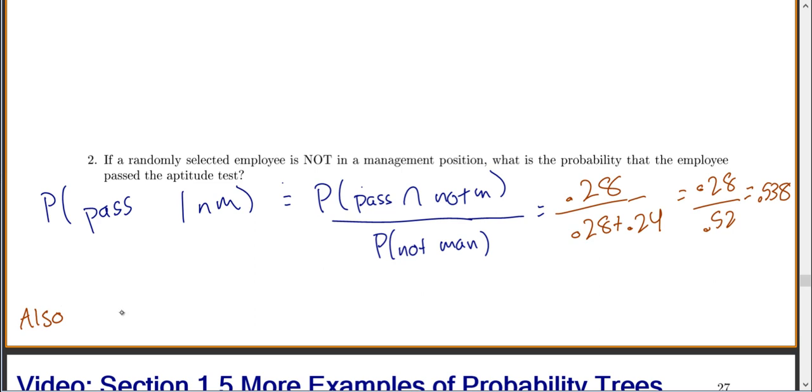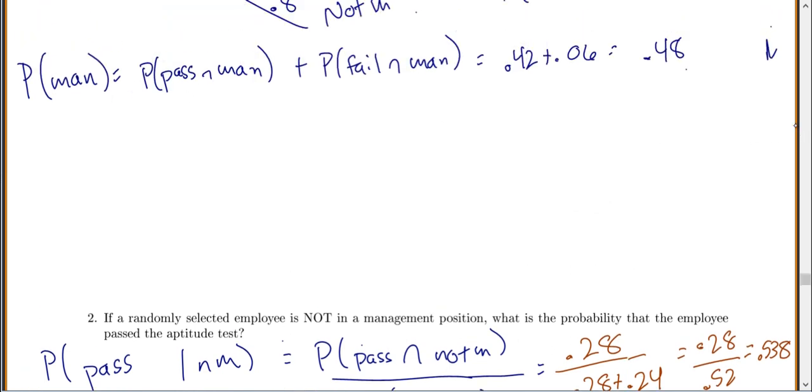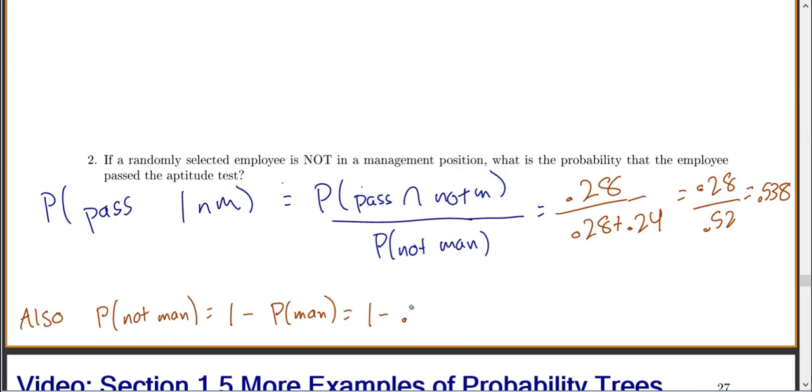Also, you don't actually have to do it this way, but you could have. For the probability of not management, since we needed that for our denominator, you could use the complement rule. That's just 1 minus the probability of management, which we found in part 1. In part 1, we found the probability of management was 0.48, so that gives me 0.52. So yes, you could have done it that way.